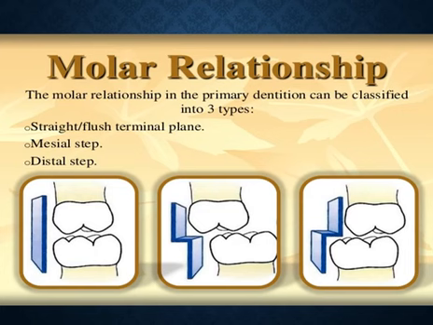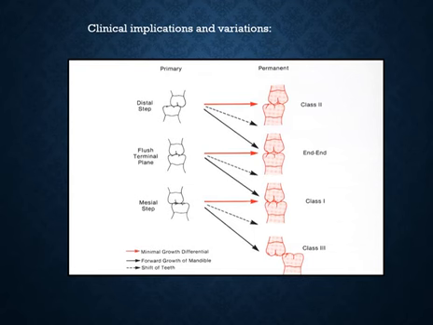Molar relation. The molar relationship in the primary dentition can be, as we said, divided into three types, which are the mesial step, distal step, and the flush terminal plane or straight terminal plane. Clinical implications and variations. The first permanent molar may erupt into the following occlusal relationships in the future. These are the primary molars and these are the permanent first molars. So the primary second molars here and here, and the maxillary first permanent molars. Here the primary, here the permanent.